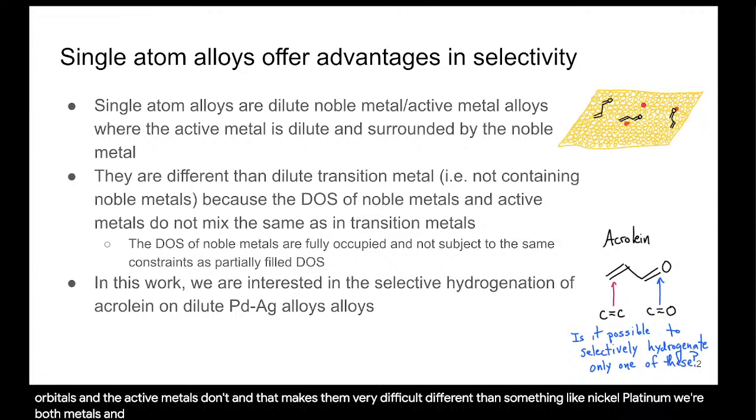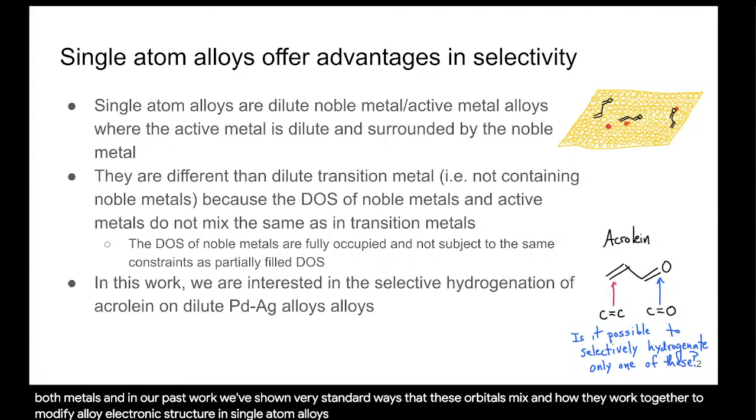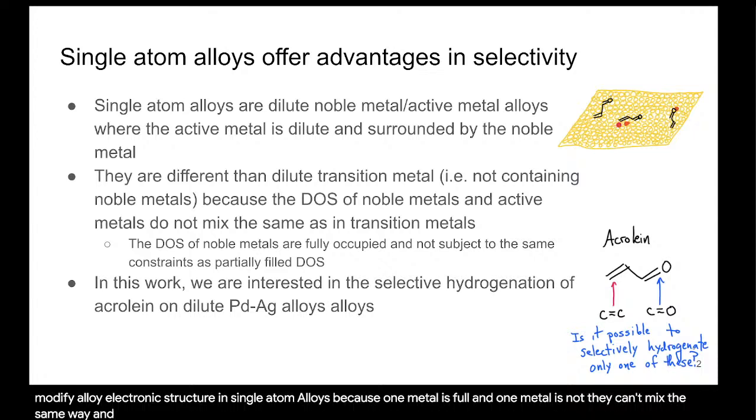In our past work, we've shown the standard ways that these orbitals mix and how they work together to modify alloy electronic structure. In single atom alloys, because one metal is full and one metal is not, they can't mix the same way, and I'll show you in the next slide that it leads to a totally different electronic structure, which is one of the reasons why we're interested.